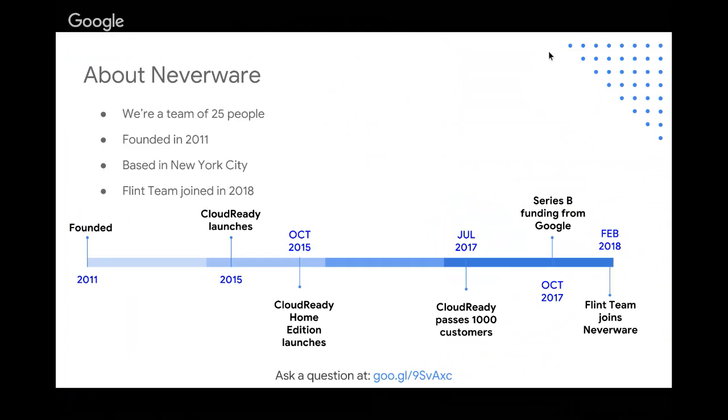So they launched the product CloudReady in 2015. And then in October 2015, they launched the Home Edition. That's free for people to download and mess around with and get an understanding of using the product at home on their devices, be that an Apple Mac, an old PC, or an old netbook.